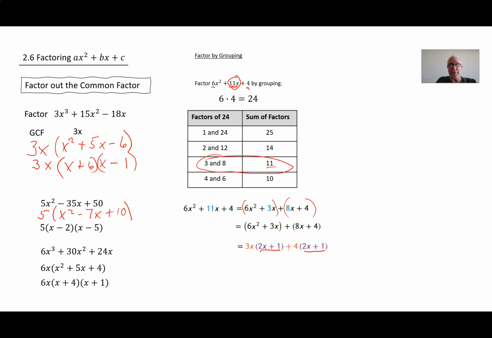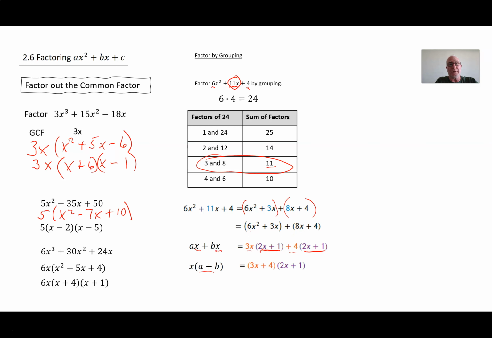So we're going to pull that 2x plus 1 out, and what we're left with then is 3x plus 4. So basically that was like saying we have ax plus bx, where the x was the 2x plus 1. And when we pulled out the x, what's left is a plus b. So when we pulled out the 2x plus 1, what's left is the a plus b, or in this case 3x plus 4. So then the original polynomial factored would be 3x plus 4 times 2x plus 1.